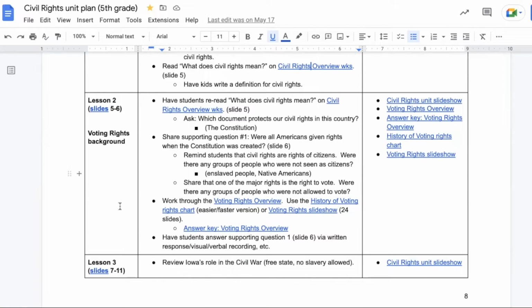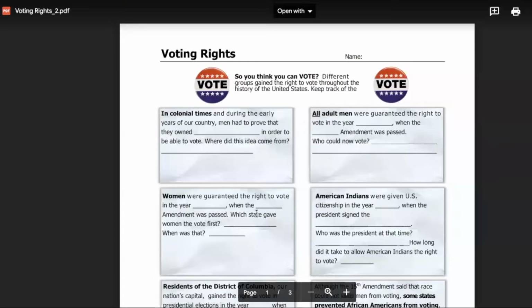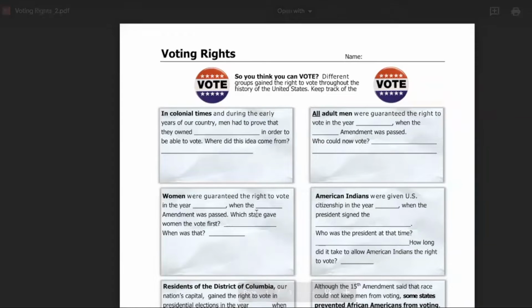Lesson 2 is about voting rights background. So we do a quick reminder on the definition of civil rights and the fact that the Constitution protects these rights. Have students think back to the Constitution unit and consider what groups of people were not given these rights, perhaps because they were not noticed as citizens at that time. Then move into talking about voting rights. There are a couple of resources that you can use to help answer these questions. This is a nice visual for students to see how voting rights developed over time.